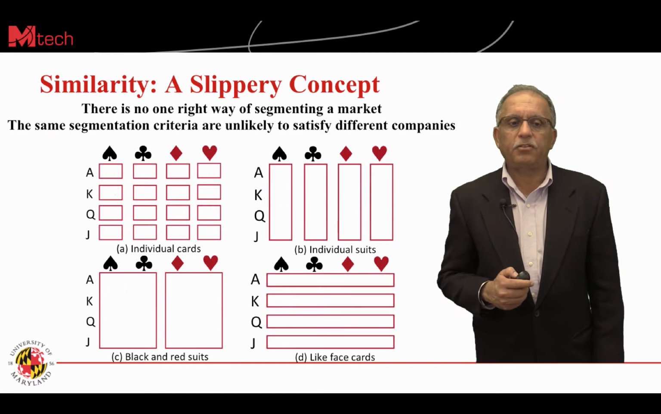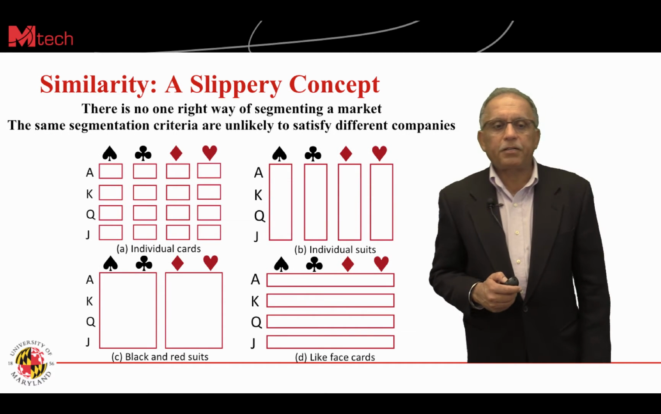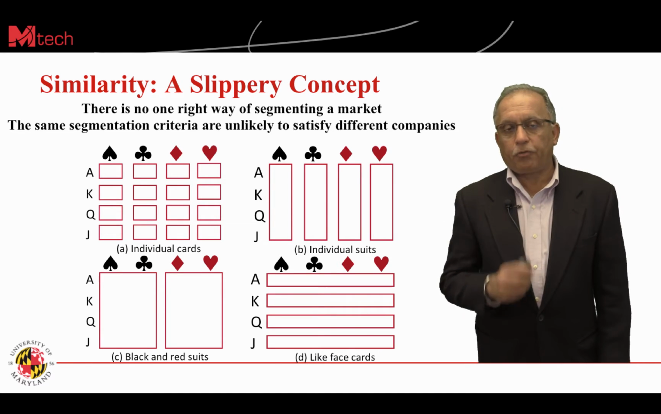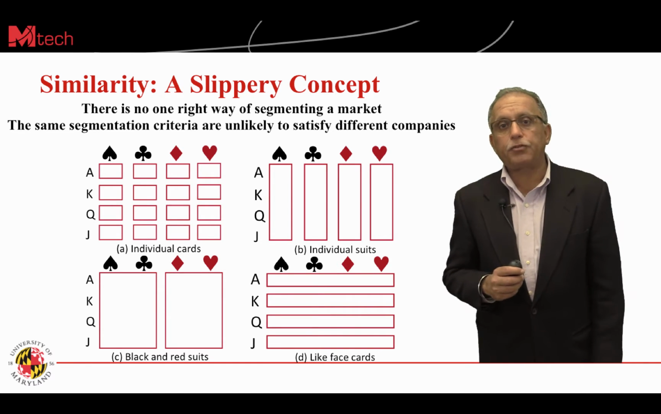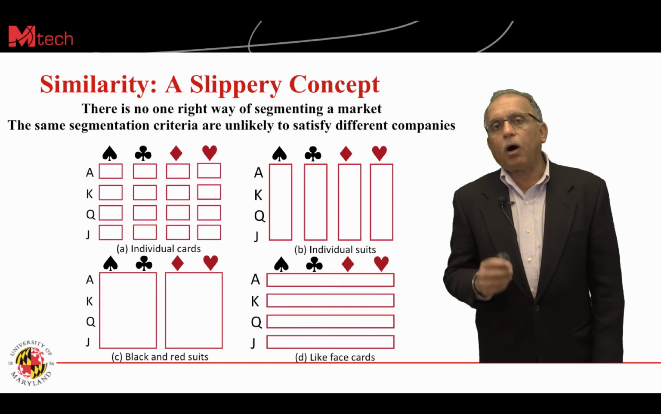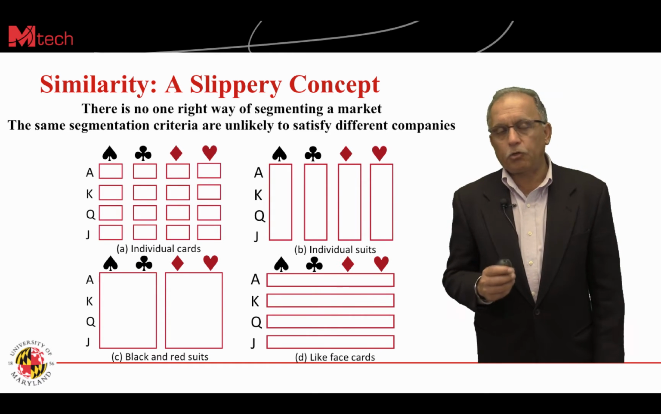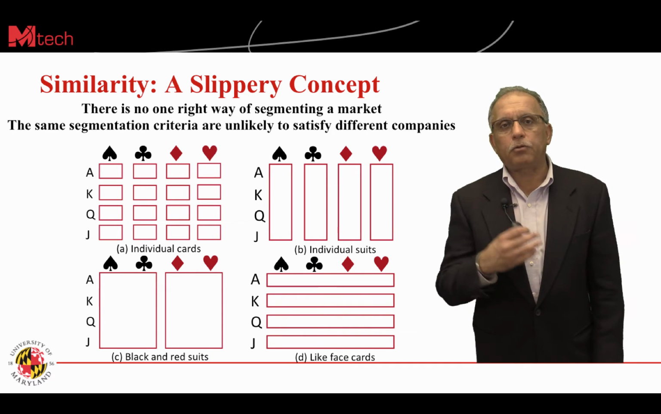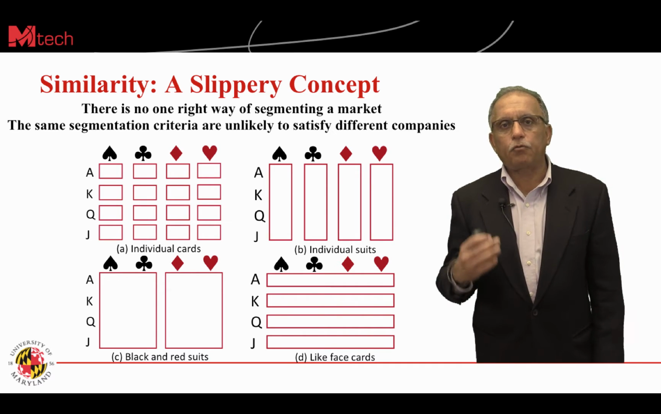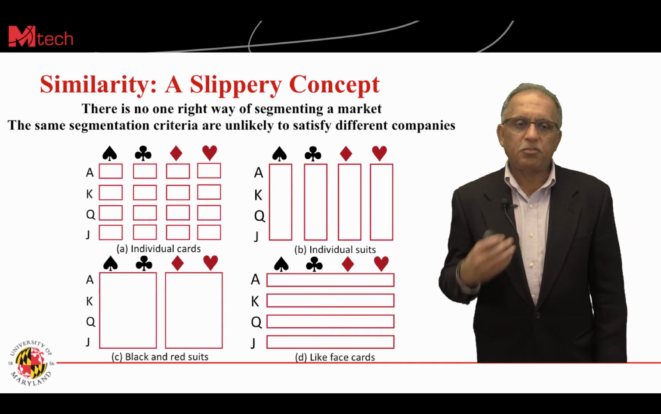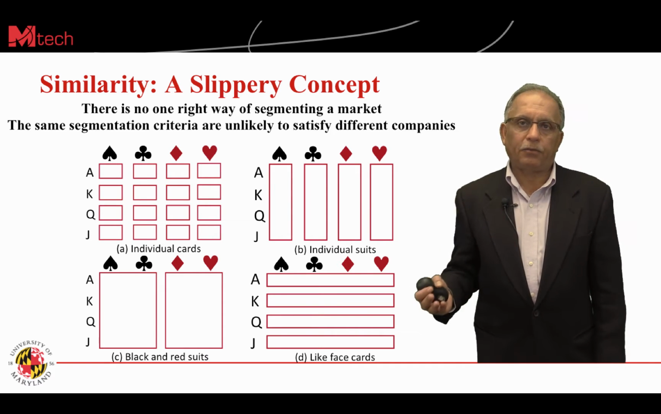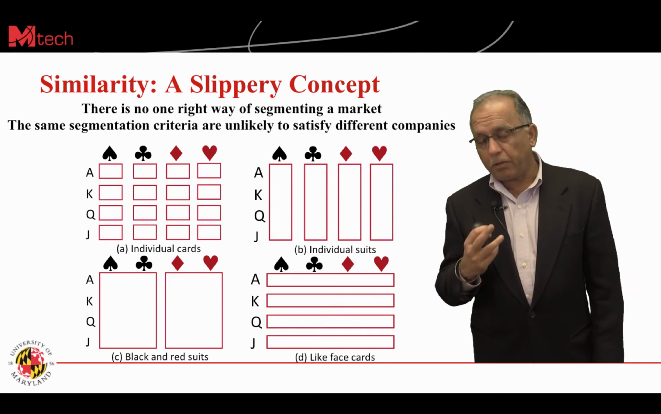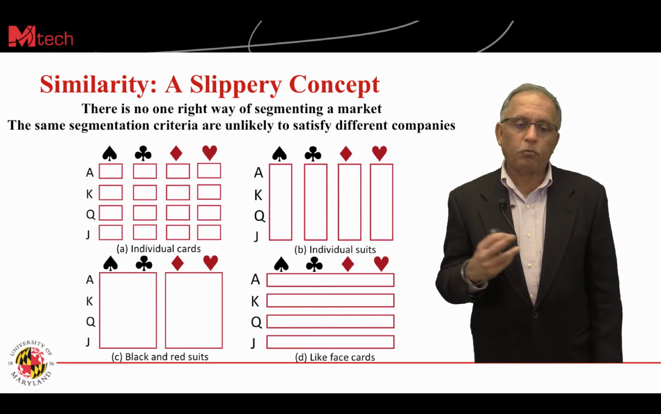However, there is a big but. And the big but is this: there is no one right way of segmenting a market. For example, if I was to give you a deck of 52 playing cards, if you are a bridge fan and you are an expert bridge player, you will immediately take the cards and you will stratify or segment it into 4 segments: spades, clubs, diamonds, hearts. Why? Because that's how a bridge player approaches cards. But if you're playing poker, that's not what you may want to do.